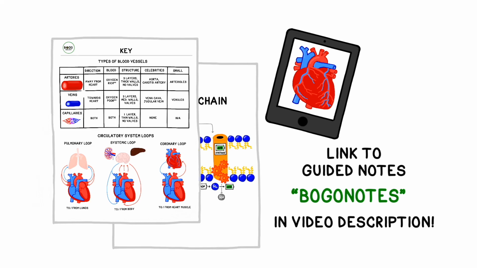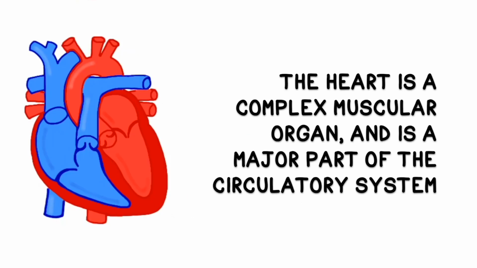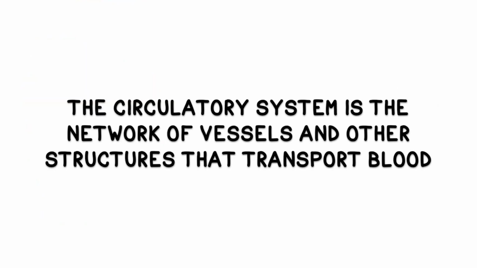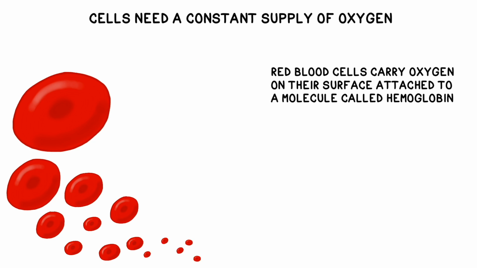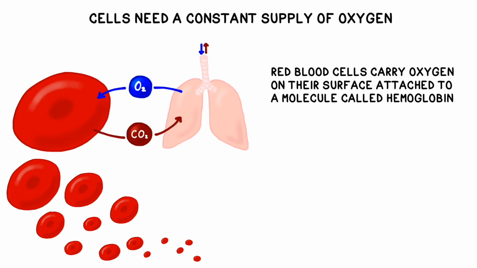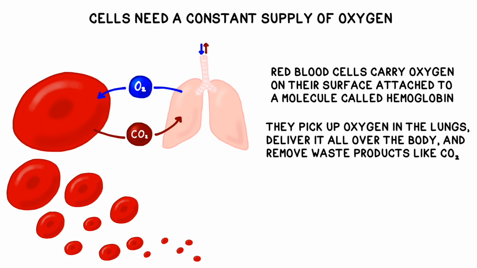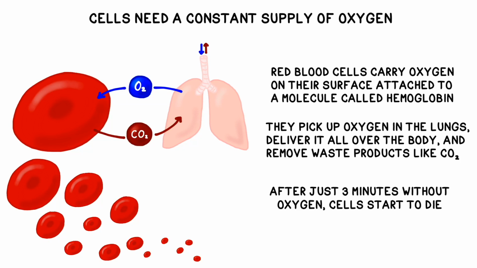Okay, here we go. The heart is a complex muscular organ that pumps blood throughout the body. It's a major part of the circulatory system, which is the network of vessels that transport blood. Red blood cells carry oxygen on their surface attached to a molecule called hemoglobin. They deliver the oxygen all over the body and pick up one of the cell's waste products, carbon dioxide. Remember, virtually every cell in the human body needs a constant supply of oxygen. If they don't get it, they start to die within a few minutes.